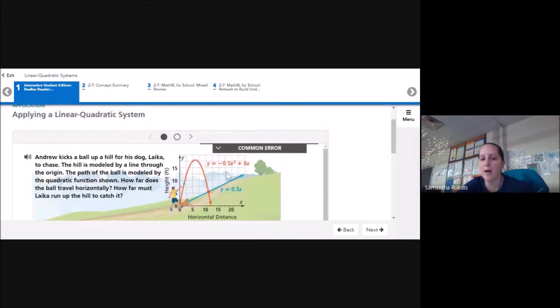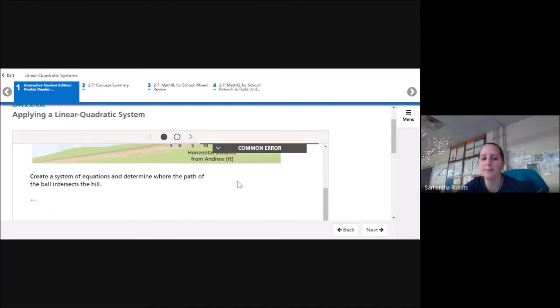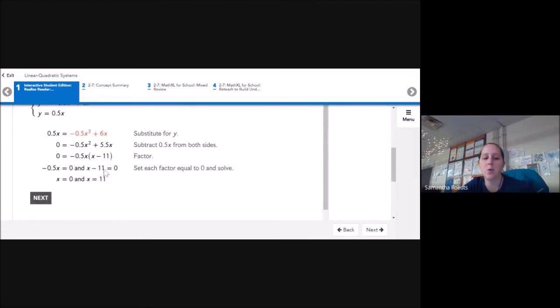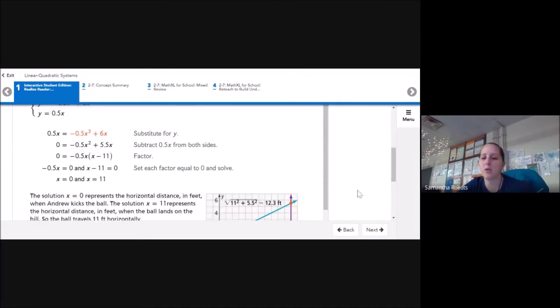So if I graphed the quadratic, which is y equals negative 0.5x squared plus 6x, and I graph the line y equals 0.5x, they meet right here at this point. So to create a system of equations and determine where the path of the ball intersects the hill, I can substitute in for y, so x equals 0 and x equals 11. Well, we know it goes through the origin.